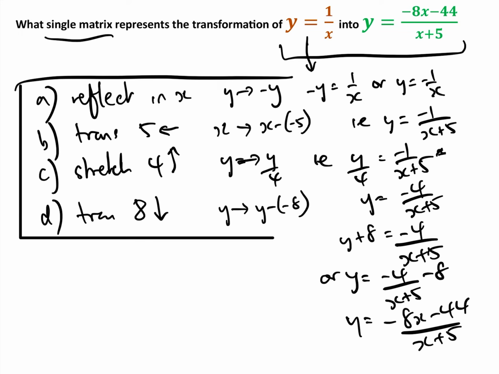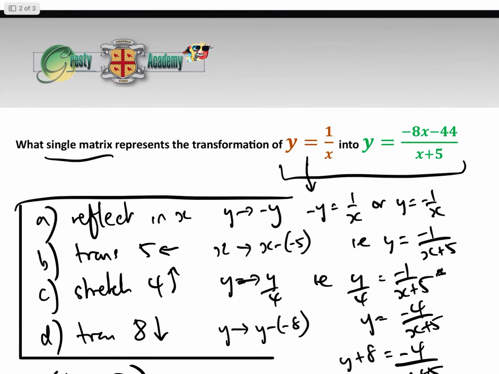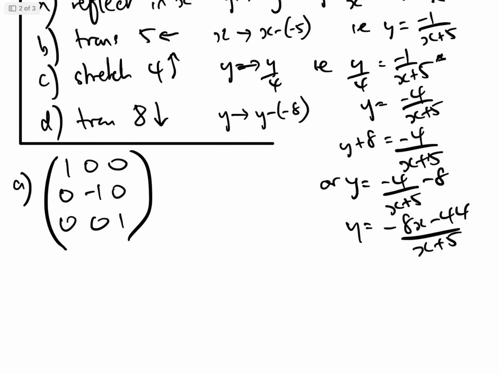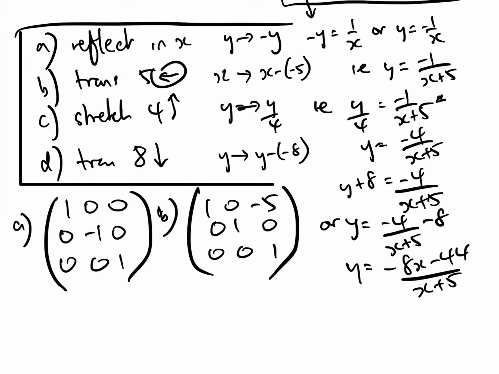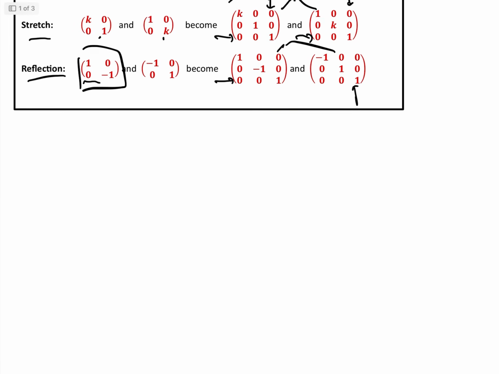Okay, so what we're going to do is put those all in matrix form. Transformation A is going to be the matrix for reflecting in the x-axis. So that is going to be 1, 0, 0, 0, minus 1, 0, 0, 0, 1, which is the reflection matrix here. Okay, so that's A. B, the translation of 5 in this direction, is going to be 1, 0, minus 5, 0, 1, 0, 0, 0, 1. And that is this one here, putting A as minus 5.